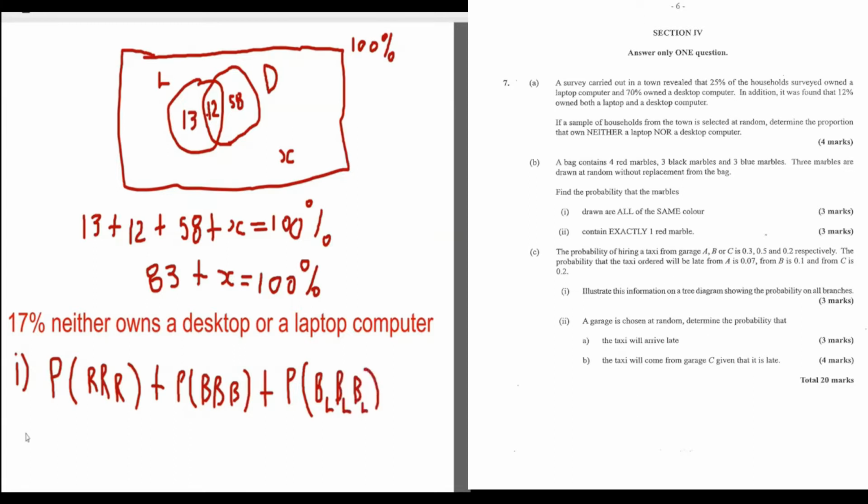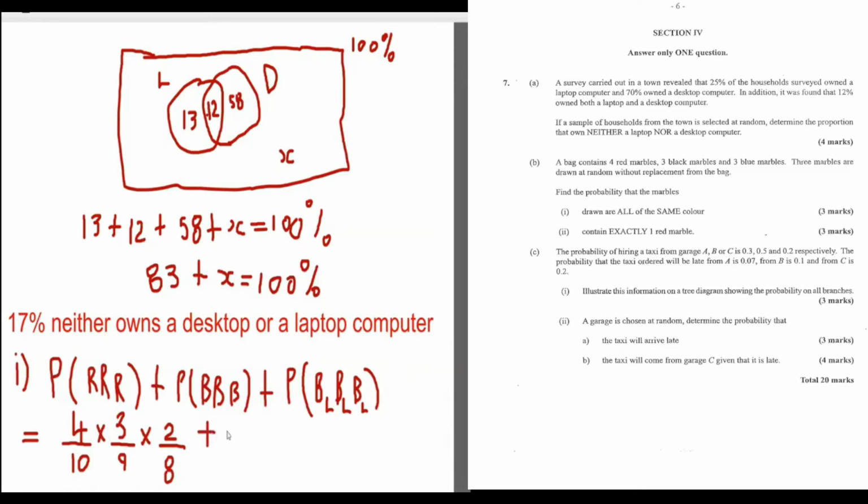So let's work this out now. To draw red on the first one, you have 10 marbles and 4 are red. So there's a 4 out of 10 chance the first one is red. Times, when you take out 1 red, you're left with 9 marbles, and 3 red in there. So the next red will be 3 out of 9. Times, when you take out that red, you're left with 8 marbles, and 2 red in there. So that's the probability of getting red, red, red.